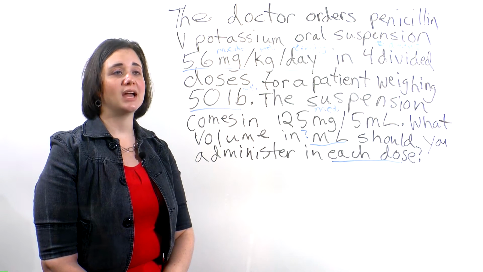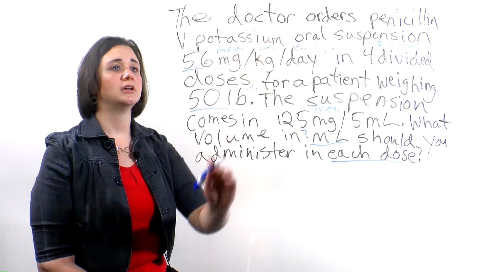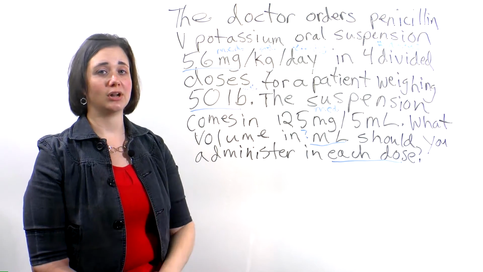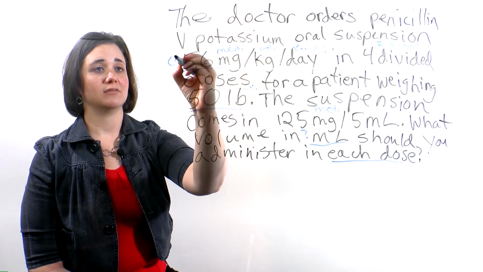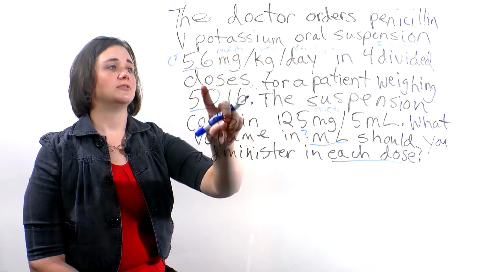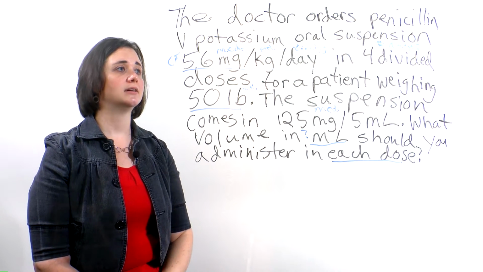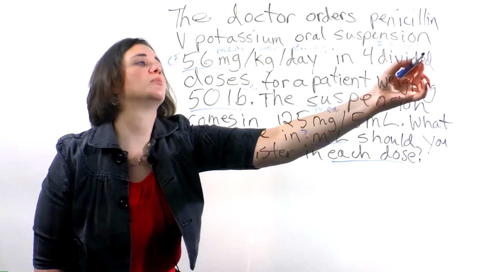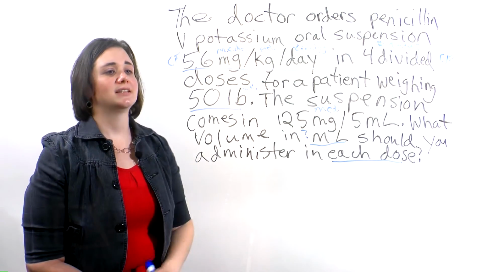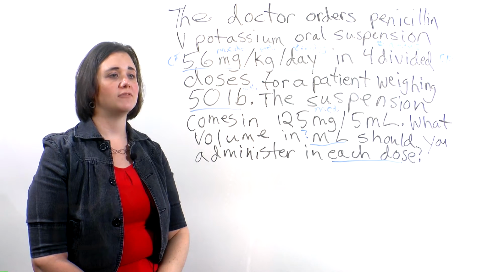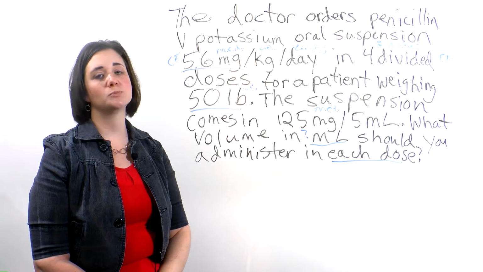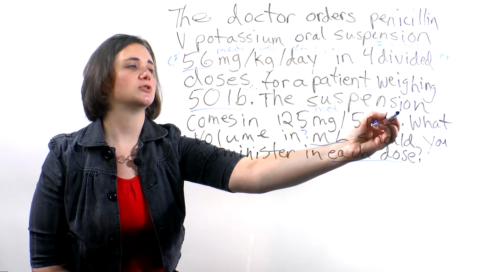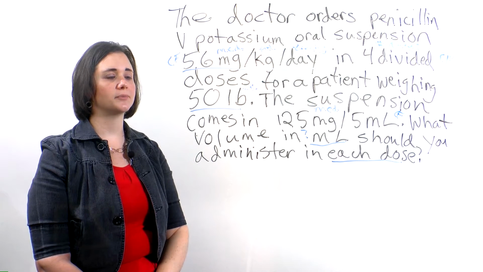But first, let me identify my conversion factors. The milligrams per kilograms per day, remember anytime we have that per, this means that these are probably going to be conversion factors. It's divided into 4 doses, and those 4 doses would be the amount per day. So I can probably label that as a conversion factor. 50 pounds isn't paired with anything, so that's probably not a conversion factor. 125 milligrams, 5 milliliters, those are paired, so those could be a conversion factor.